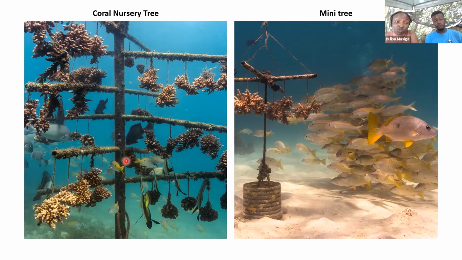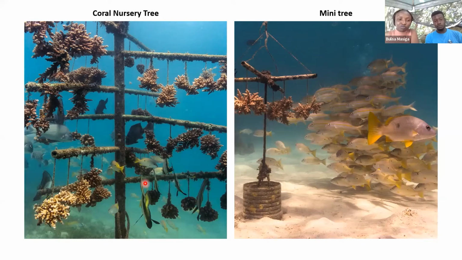We also do maintenance to ensure that these trees are well taken care of and are well in this ecosystem. They're not being moved, they're not broken, to ensure sustainability of this nursery phase. We can see more fish here. They attract different fish species to the nursery.